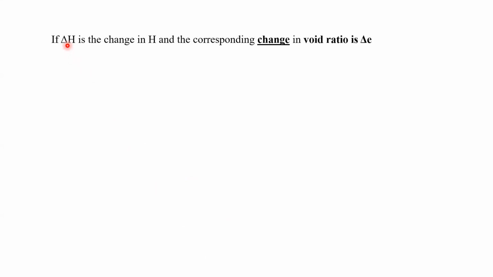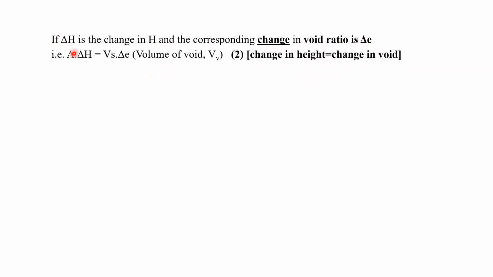So suppose delta H is the change in height of the initial height of the sample due to the application of a particular pressure, and the corresponding change in void ratio is delta e. The void ratio is also going to change. So what we can write, how much volume is going to decrease, right? The cross-section area into the change in height is equal to how much void is going to change. So Vs, the volume of the solid, multiplied by delta e. This is the volume of void. The void ratio is volume of void by volume of solid. So this will be the volume of void, and this is the volume of the sample.